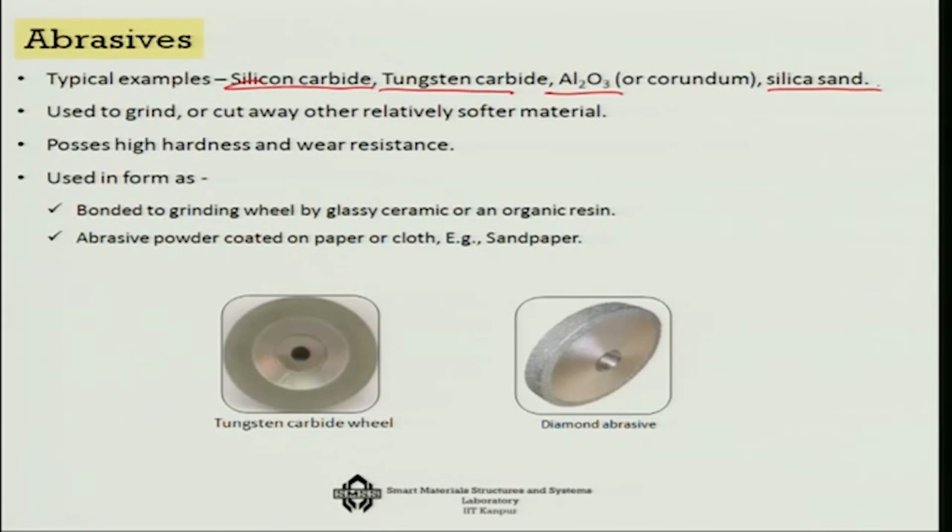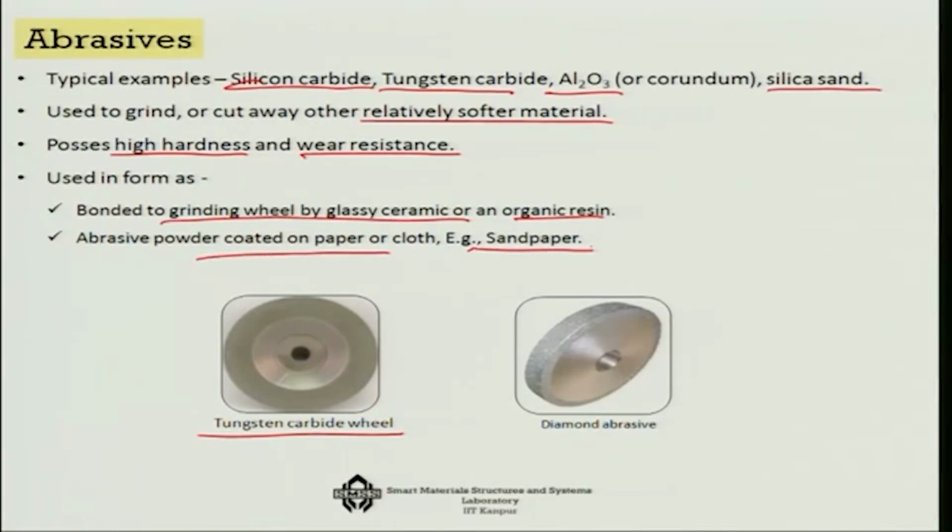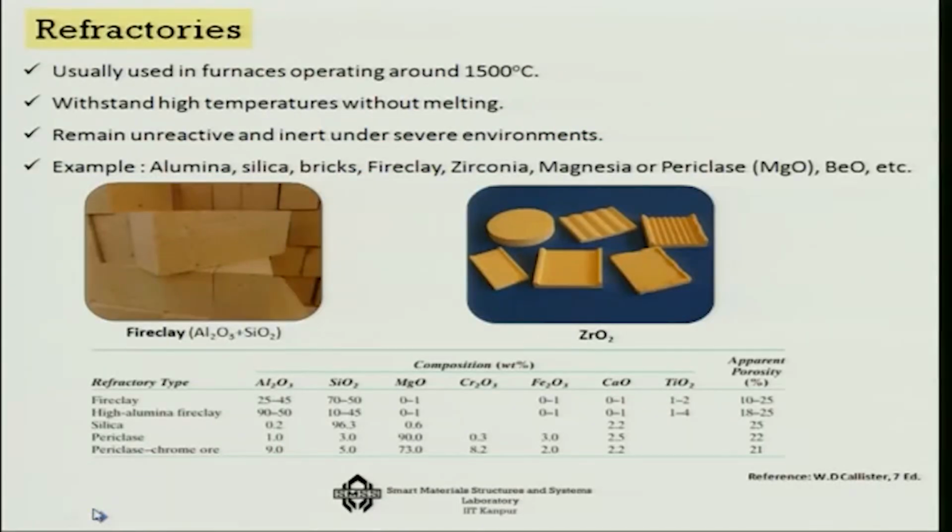They are used to grind or cut away other relatively softer materials. Because they are used for cutting away or sharpening other softer materials, they have very high hardness and wear resistance. They are used in the form of, for example, a grinding wheel bonded by glassy ceramic or an organic resin, something like a tungsten carbide wheel, or abrasive powders coated on paper or cloth, something like sandpapers. So, in the form of abrasives, they have very large applications for sharpening or shaping or making smooth the texture of various types of products.